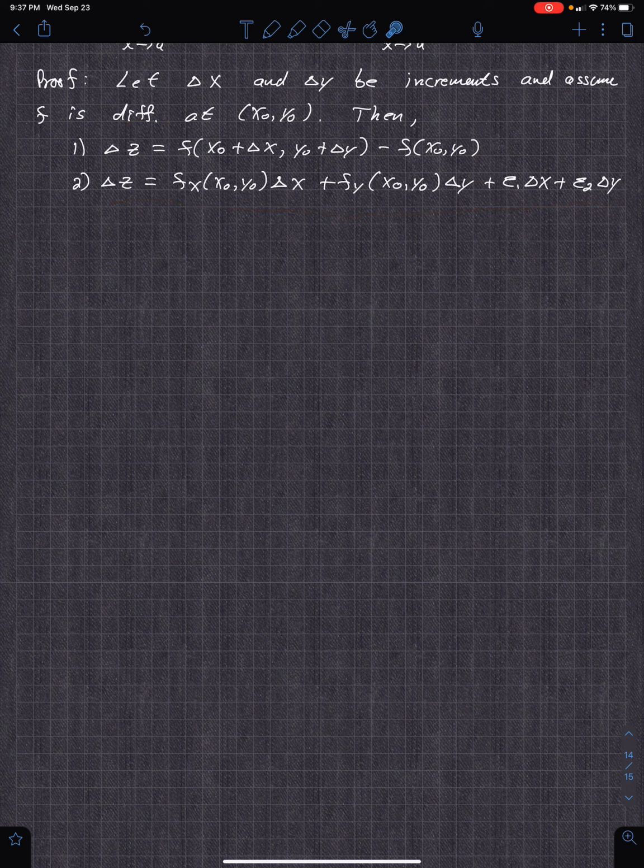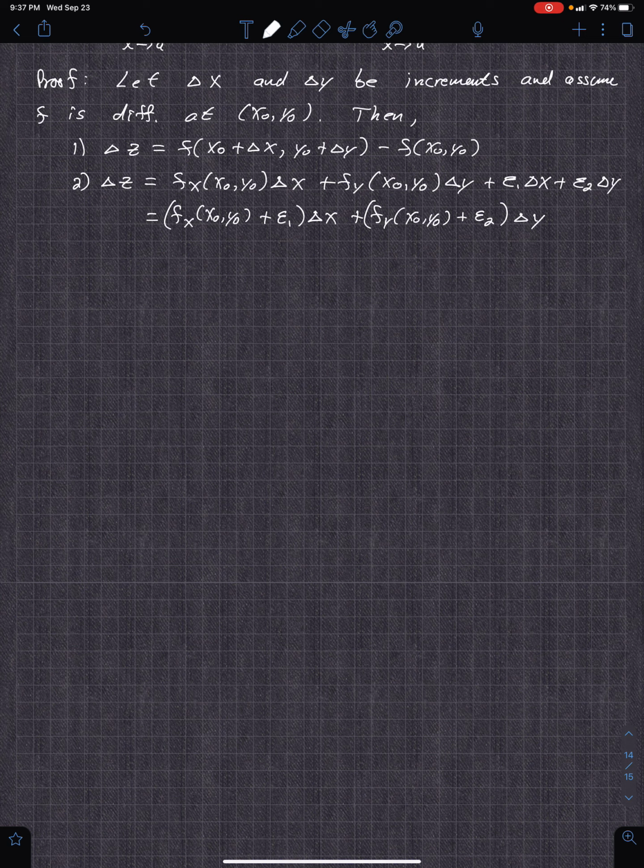Okay, I'm going to rearrange the top a bit, or two a bit. I meant to say two. So partial fx of x naught, y naught, plus epsilon 1. You can rewrite that and factor out your delta x, plus partial fy of x naught, y naught, plus epsilon 2. And you factor out your delta y.